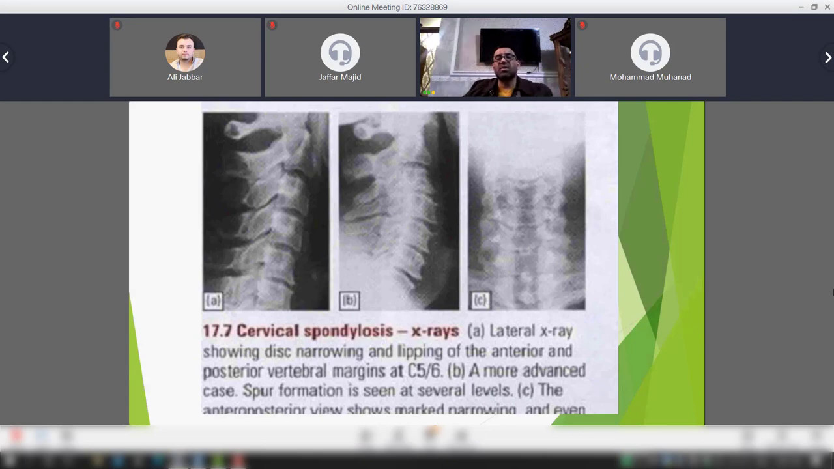Multiple disc prolapse later changes into spondylosis. Spondylosis means degeneration, the vertebrae become worn. How to differentiate by X-ray? You can see laterally irregularity of the disc spaces, marginal sclerosis, and marginal osteophytes.